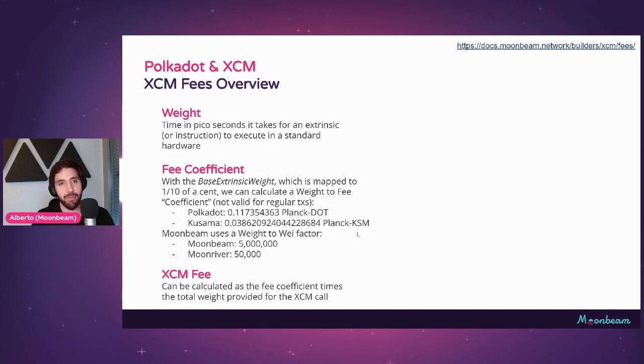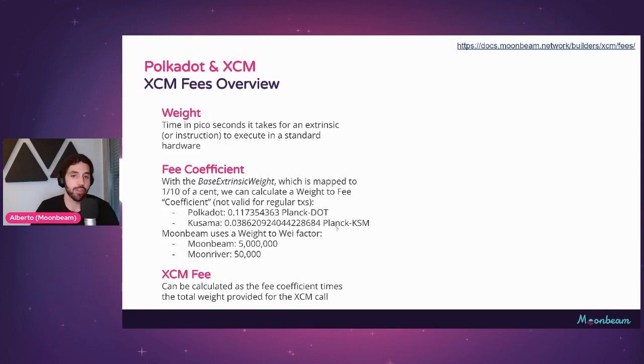But to understand XCM fees, you have to understand what weight is. Weight is a concept in Substrate-based chains that is time, in picoseconds, that an extrinsic takes to execute on standard hardware, right? So let's say I'm running the latest i7 and I'm running a balance transfer, and that's going to take 0.00001 seconds out of my block execution time. So you would transform that time into weight, just saying that one weight is 1 picosecond.